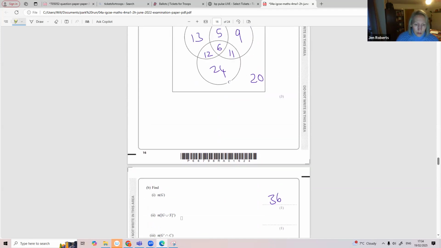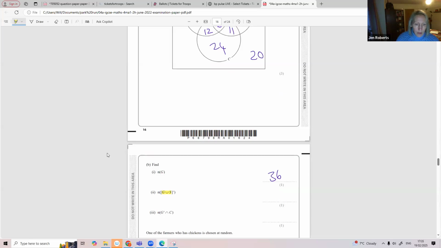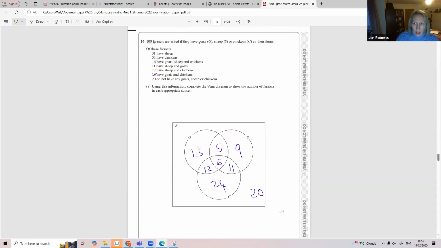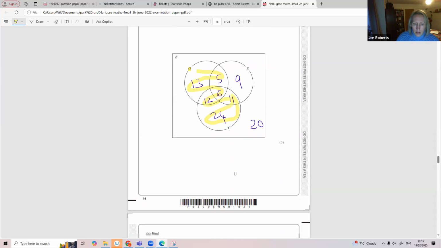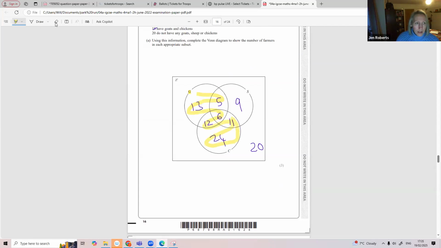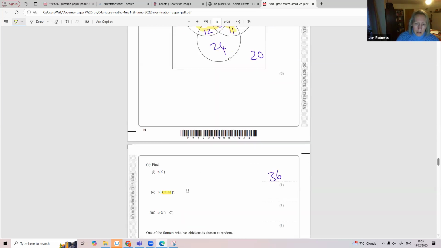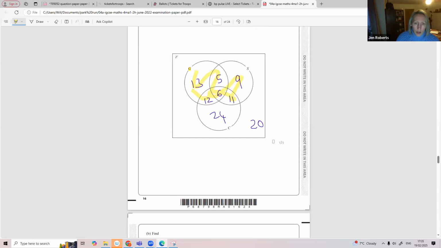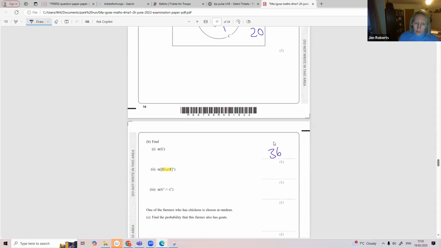So what does this G union C mean, first of all? Got to be in either G or C or both. So it's all of this here. No, it's not that at all, because that's goats and chickens. Goats and sheep, isn't it? Sorry. Right, so it's all of these. But that dash means it's not that. So what's not that? The 24 and 20, 44 out of, no, just 44. The number in not G and C.